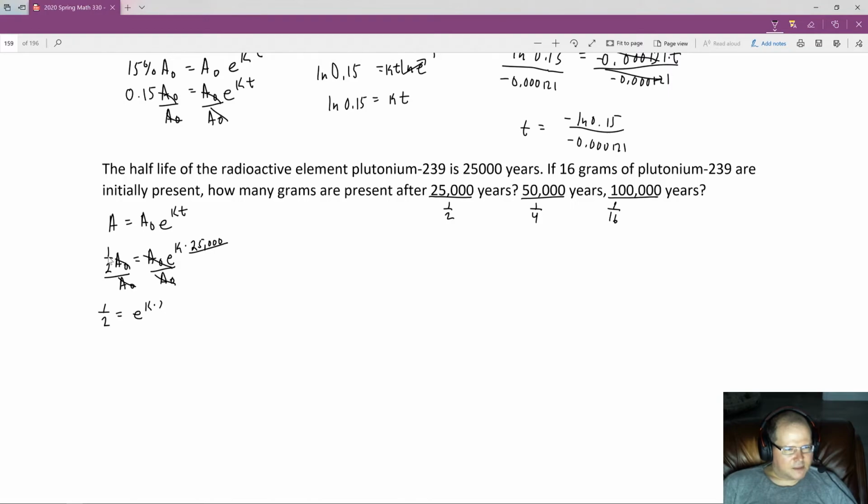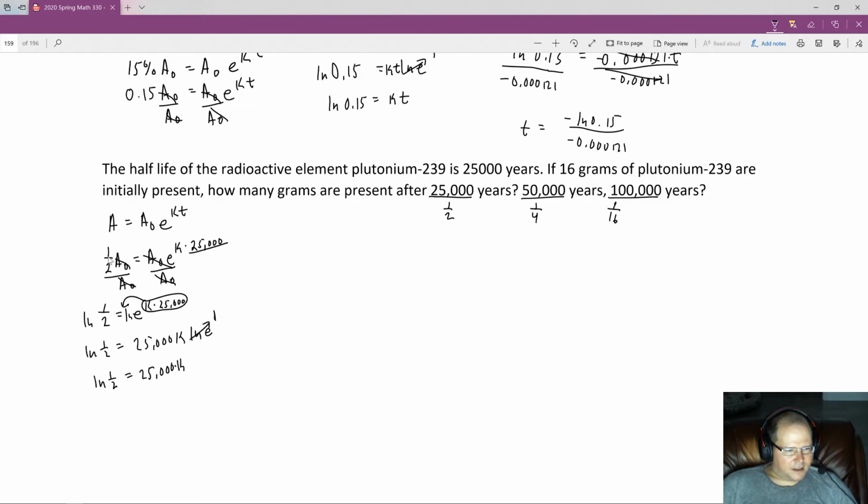That leaves me 1/2 is equal to e to the k times 25,000. Now I take a natural log of both sides. So natural log of 1/2 is equal to the natural log of e to the k times 25,000. Then I'm going to pull this exponent from the top down to the front right there. And that gives me natural log of 1/2 is equal to 25,000 k natural log of e. Now natural log of e is equal to 1, so it just goes away.